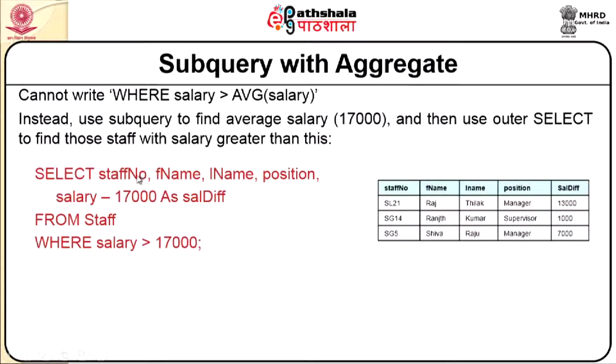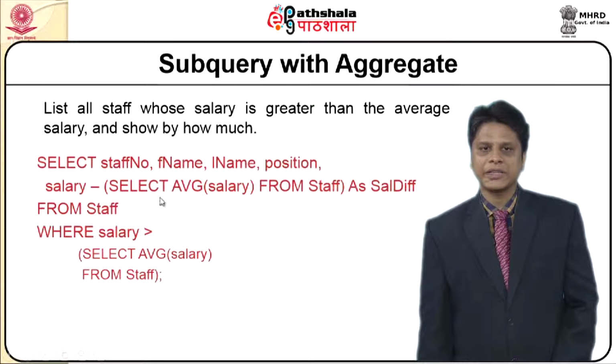So select staff number, first name, last name, position and salary minus 17,000 as salary difference, that is what we have computed initially, from staff where salary greater than 17,000. So this is another format of writing, but to understand this easily, we would have performed our own manual calculation to present 17,000 as the average salary and salary greater than 17,000. To avoid this, we have gone for representing in this manner.